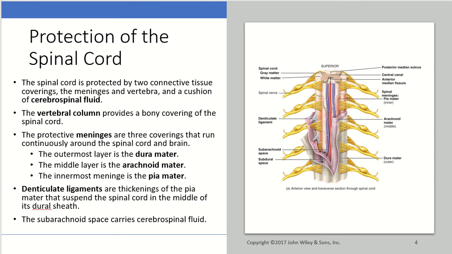thickenings of that pia mater that are going to be there to help suspend the spinal cord in the middle of that dural sheath. So it's kind of helping to hold it in the middle and stabilize it with those meninges around it there. And then beneath our arachnoid mater, in the subarachnoid space, this is where we're going to find that cerebrospinal fluid that's going to offer a little extra cushioning. It's also going to provide some filtration, etc.